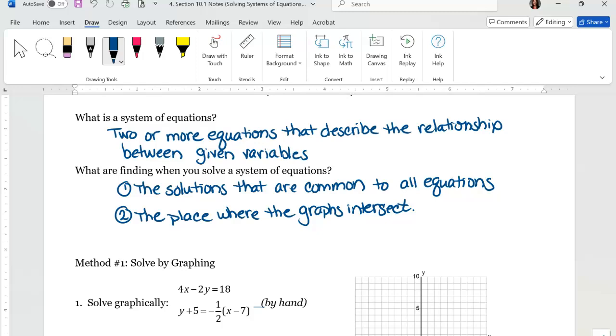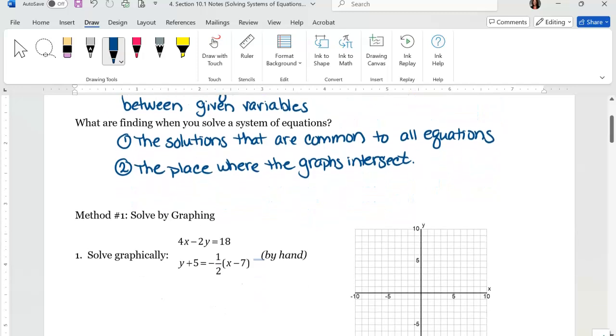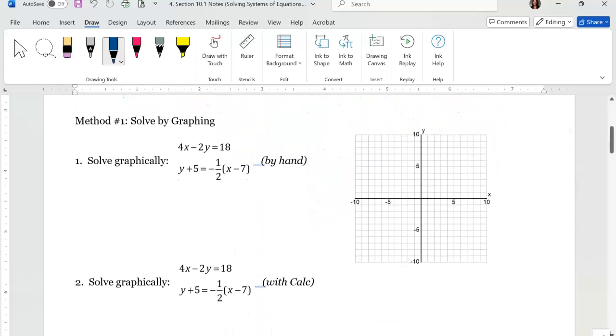So what values for the variable would be solutions to both equations, which can also be seen when you look at a graph. Remember, graphs are just sets of solutions to equations, so where the graphs intersect each other is also where the common solutions are. There's many different ways to solve a system of equations. We're going to start with the graphing.